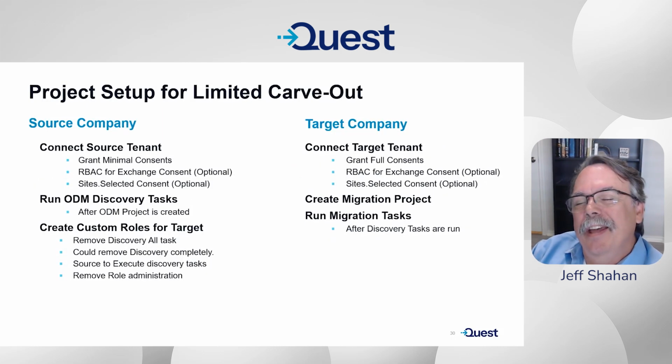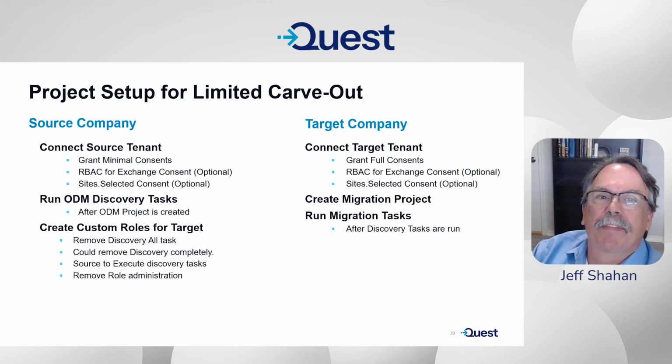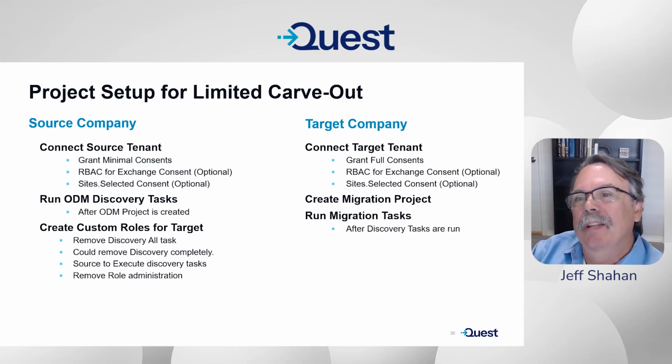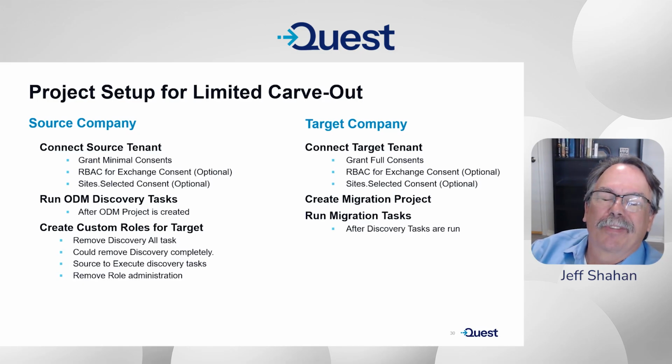So this is an interesting case. This came from a company that had more than one project happening at the same time, and they wanted to be able to limit who had access into what as part of the migration. The target company is the one executing the migration. The source company doesn't trust the target company. So this is the process that they used.